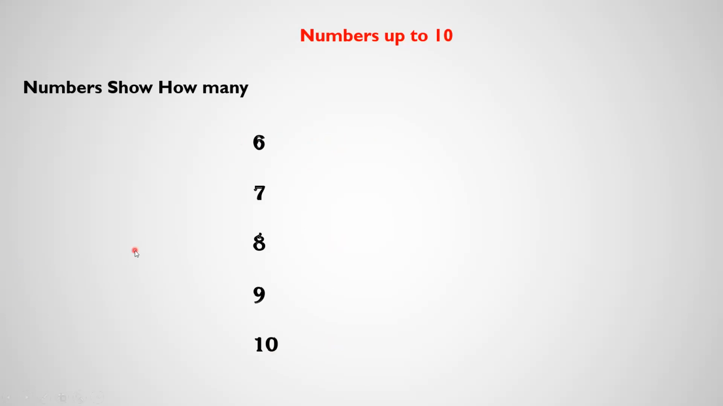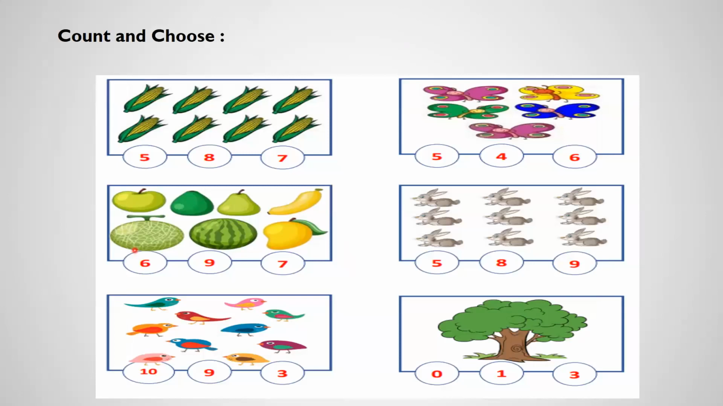Okay, can you solve this example with me? Count and choose. How many corn can you see in this picture? We are going to start counting, of course, from number 1. So we have 1, 2, 3, 4, 5, 6, 7, and 8. So we will choose number 8. Count with me the second one. Here 1, 2, 3, 4, 5. They are 5.